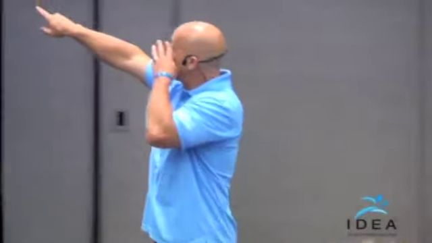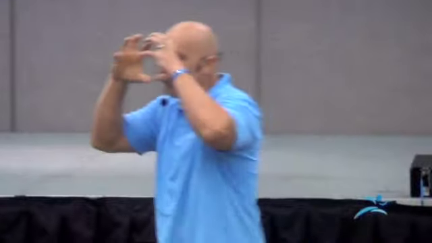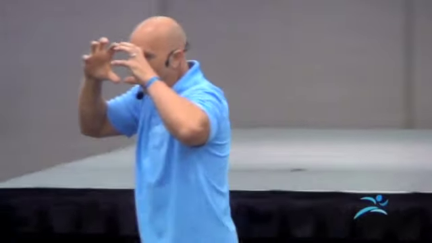What happens? Light goes into the eyes and that goes into the suprachiasmatic nucleus. What I do want you to see is the red line goes up and it comes down to the autonomic nervous system. Keep that in the back here. Remember, your circadian rhythm influences your autonomic nervous system. Your heart rate is a direct window and a direct view into what's going on with your autonomic nervous system.